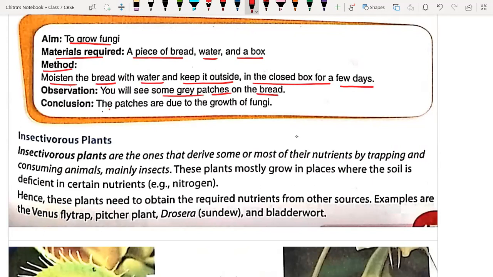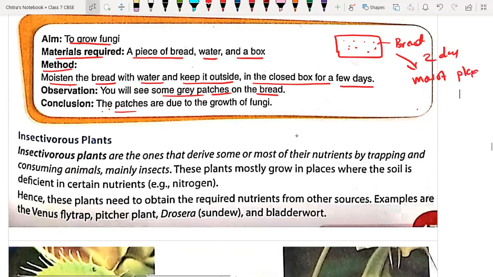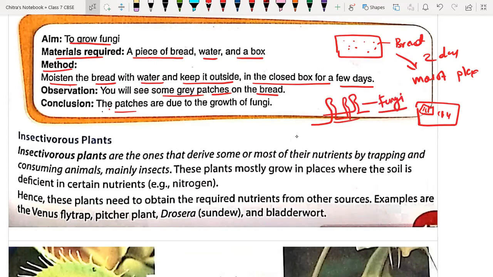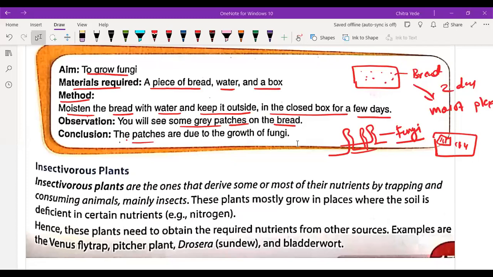I did this activity myself. Suppose you have a piece of bread here. Just keep that piece of bread in a moist place for 2 days. You will observe greenish brown colored patches on the bread. If you observe them under a microscope, you will find some kind of structure like this. That thread-like structure is nothing but the fungi. This is all about the activity. So you can grow fungi on bread, as we have discussed in this activity.